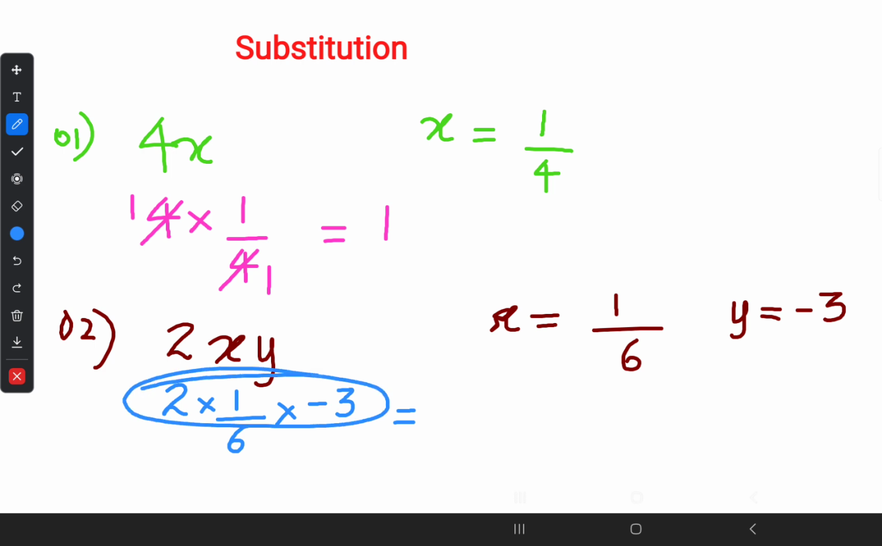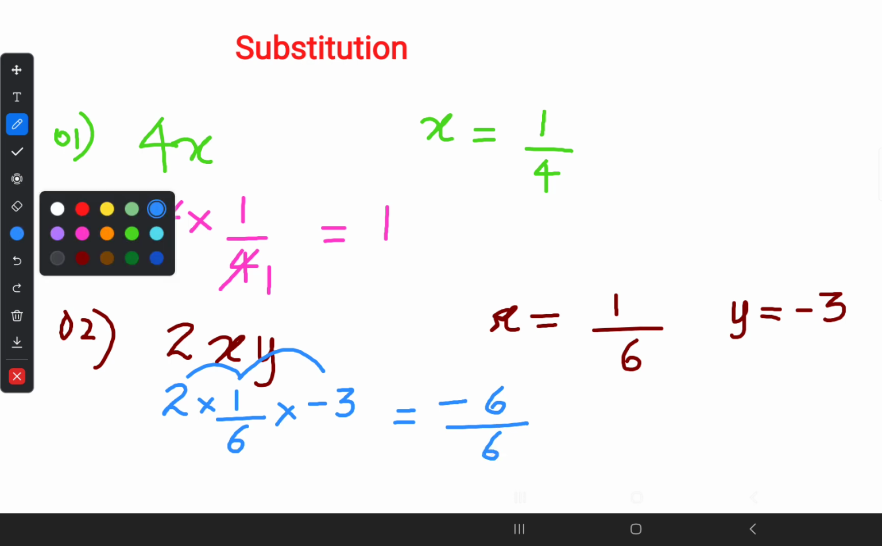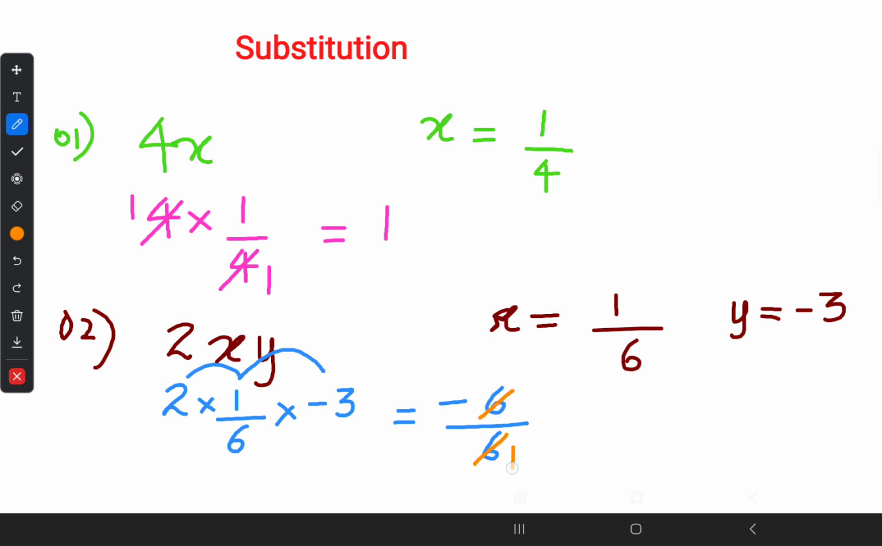let's multiply the numerators. 2 times 1 is 2. 2 times negative 3, it would be negative 6. In the numerator, we have negative 6. In the denominator, we have 6 times another 6. Here, we can simplify both of them, 1 time and 1 time. So, 1 divided by 1, 1.